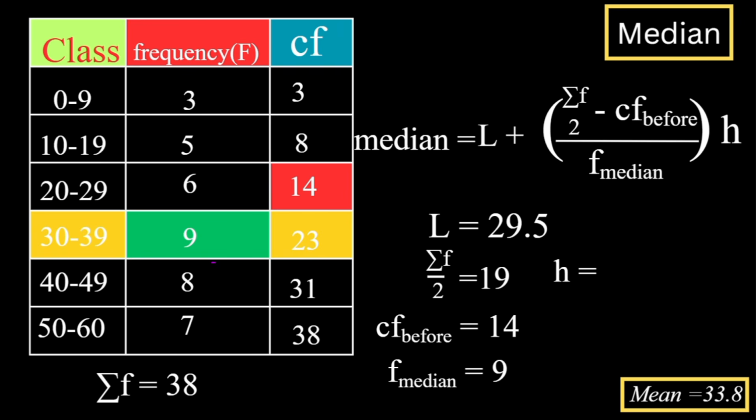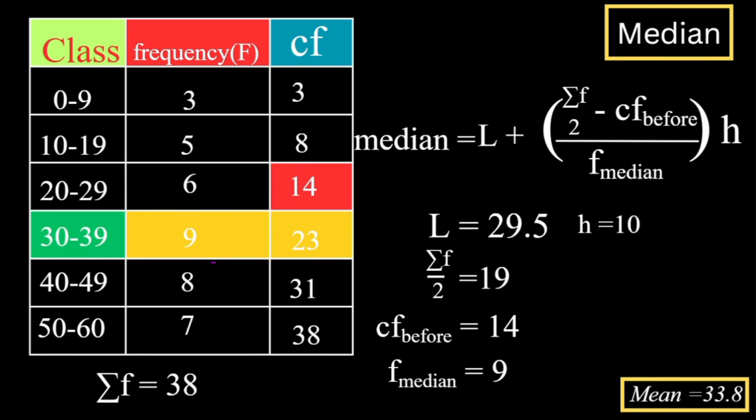Lastly, we need H. To get H, we once again consider this highlighted region class, which is 30 to 39. We get our H by subtracting the upper limit minus the lower limit. Remember, for the upper limit, we add 0.5, and for the lower limit, we subtract 0.5. And 39.5 minus 29.5 gives us 10 as our H. We can also get H by subtracting this value and this value. That is 39 minus 29, and that gives us 10. For such, you don't need to add or subtract the 0.5.